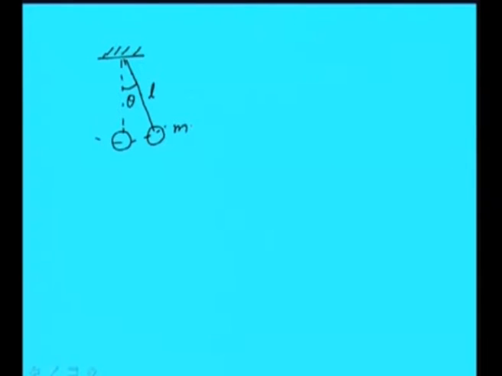From here we can see that the kinetic energy can be written directly. That will be half I_P theta dot square, where I_P is the mass moment of inertia of this particular ball about the center of rotation. So that is half m L square theta dot square.